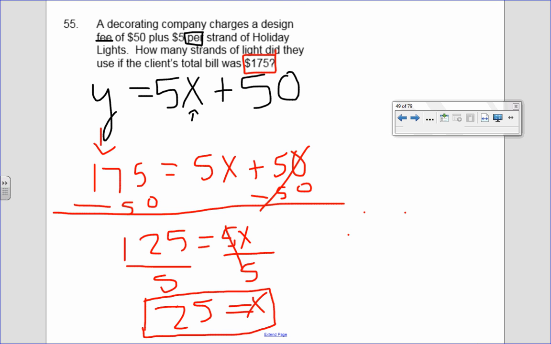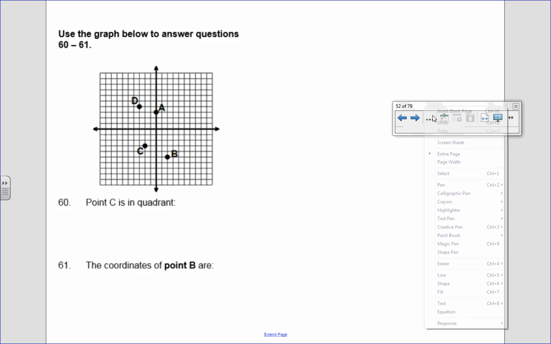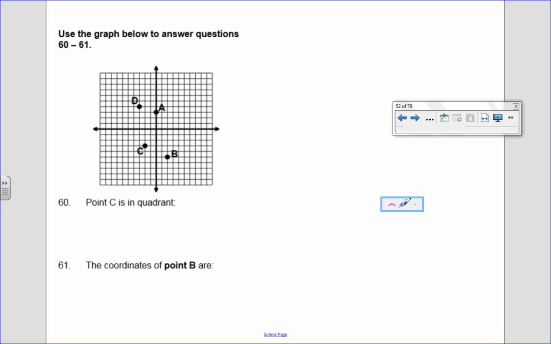Now the next one we are going to do is number 60. Right, number 60. It says use the graph below to answer the questions. Point C is in what quadrant and what are the coordinates of B? All right, so it may have been a while since we talked about quadrants, but the quadrants go counterclockwise, so they go the opposite way of a clock.